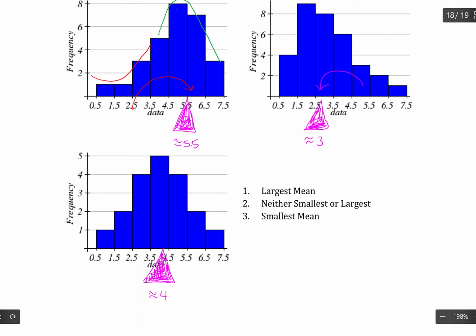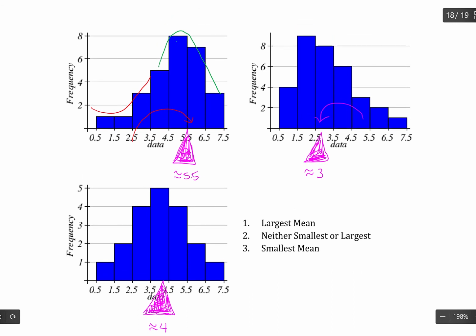So the one that's largest is the first one. This one has the largest mean. The smallest mean would be this one, because its mean is lower than the rest. And neither would be the one in the middle. So there are our solutions.